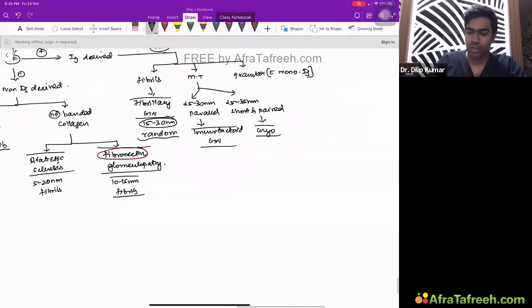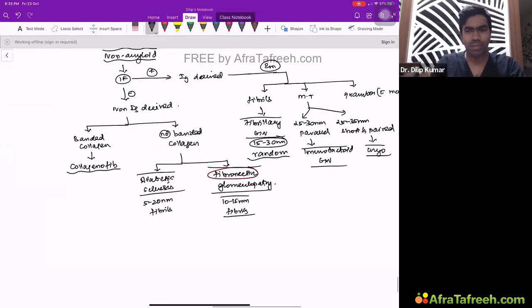Fine. Now, as far as the granular deposits are concerned, granular with the monoclonal immunoglobulin, there is a disease called MIDD. That's called monoclonal immunoglobulin deposition disease. Remember, most of them can be diagnosed very easily. There will be some clue for you.